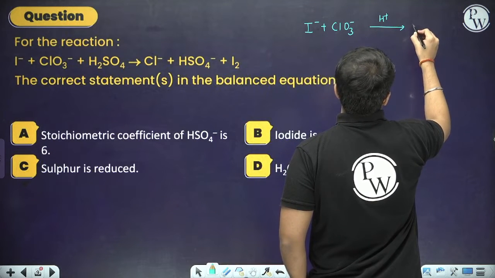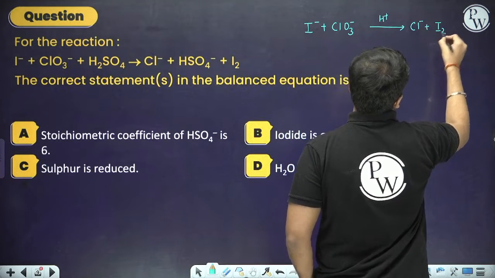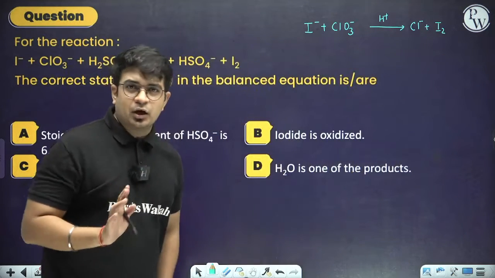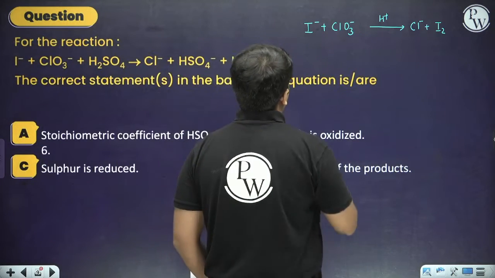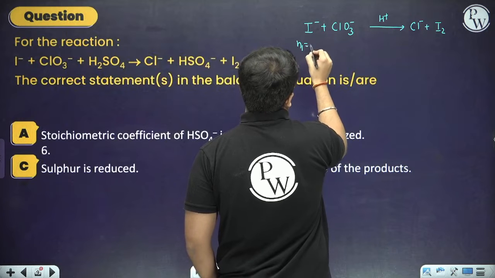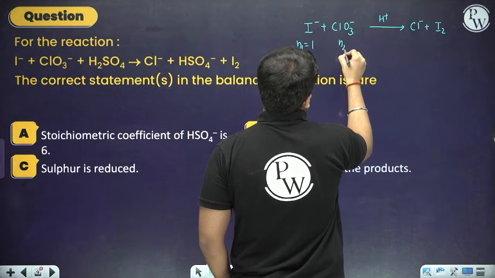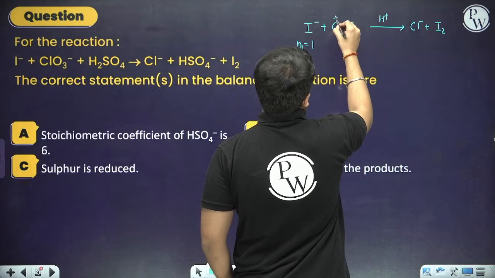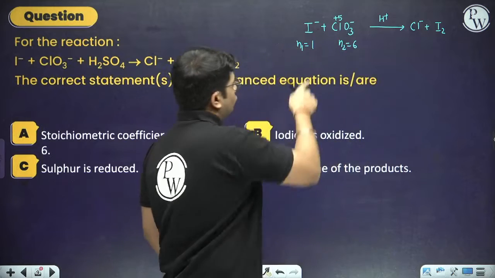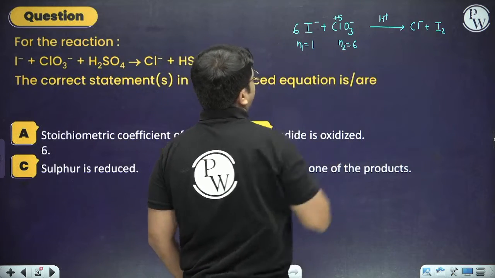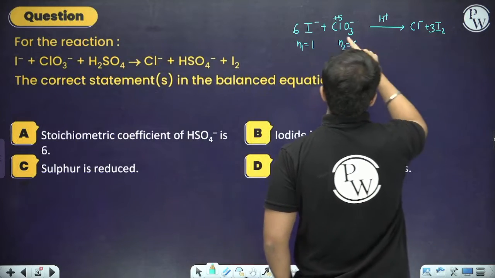It's converted into Cl negative plus I2 first of all. Remaining part we can write down, but let's first of all try to decode this entire part. So in this case, if I talk about the N1, that will be minus 1 to 0, one atom is there, 1. N2 will be plus 5 to minus 1, 6 multiplied by 1, so 6. So cross multiply here 6, cross multiply here is 1. So 6I negative means 3I2, and 1 is 1.